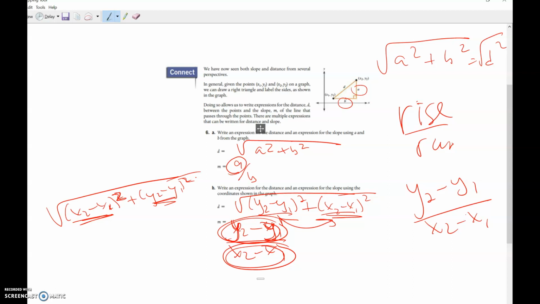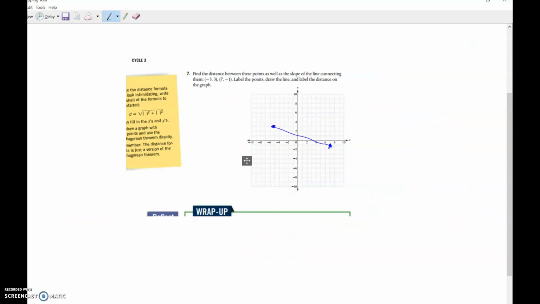All right, try number 7 on the next page. Okay, so when you graph, you always go back and forth first and find the elevator. So I went back 5, up 3, found the elevator, went up and down, went over to 7, found the elevator, went up and down. So those are my points. Okay, now it wants me to find the slope and the distance.